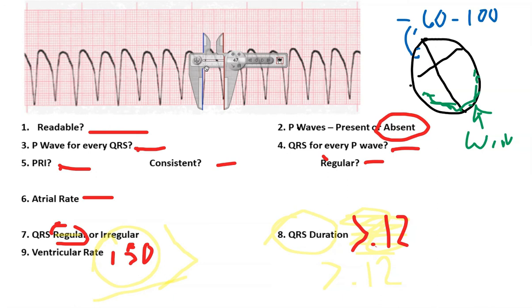So when I notice that it is regular, I may or may not have P waves that are present. I have a QRS duration that is greater than 0.12. I have a ventricular rate that is greater than 150. I am now looking at a ventricular tachycardia.